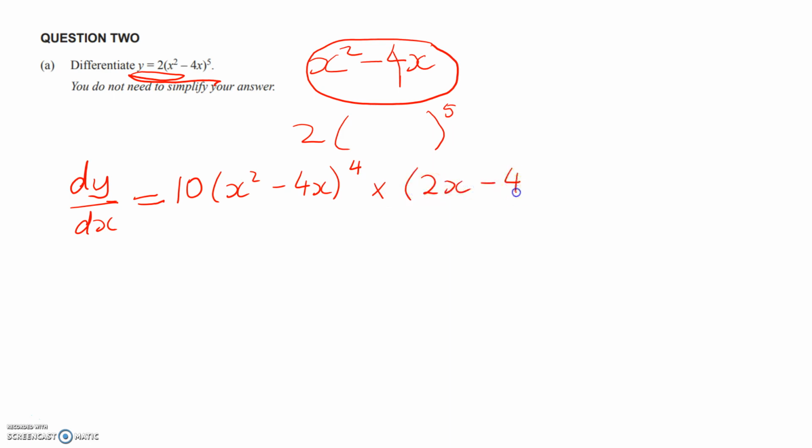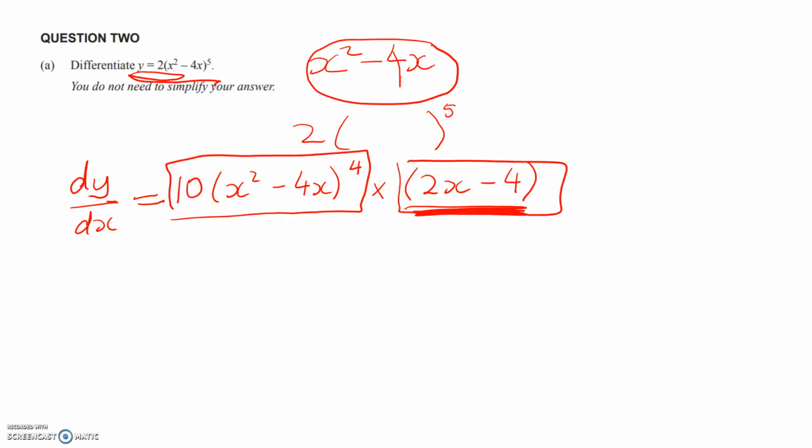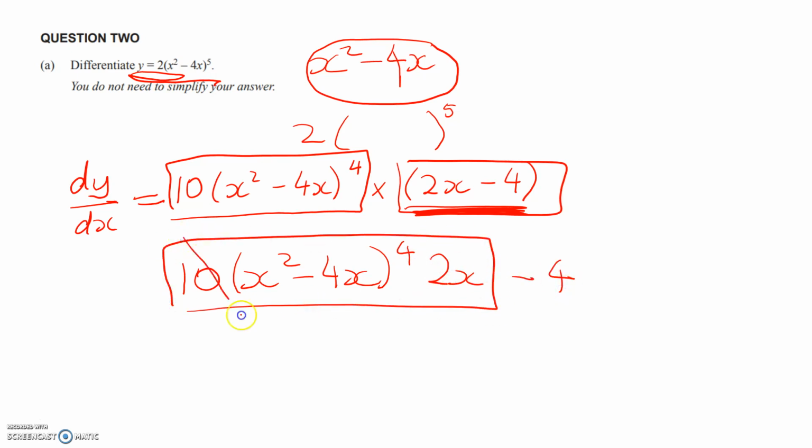2x minus 4. Just one thing that I've noticed a lot over the last few years with mistakes made by students in the straightforward questions, and that's that you must remember to put your brackets around that term because it's all of this times this. So don't write this. That is not the same thing as what I've written above. Okay, so please be careful with brackets.